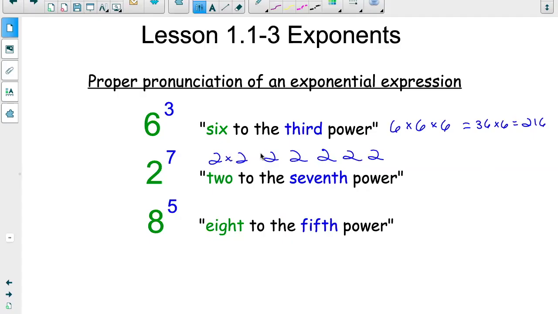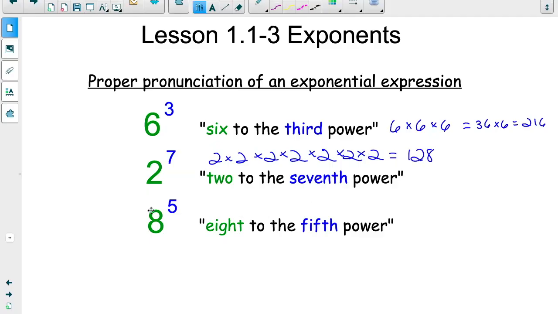And we're going to multiply these all together. All right. So I got 2 times 2 is 4, times another 2 is 8, times another 2 is 16, times another 2 is 32, times another 2 is 64, times the final 2 is 128. Then that must be what this is.